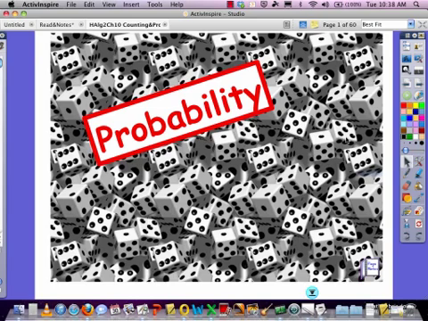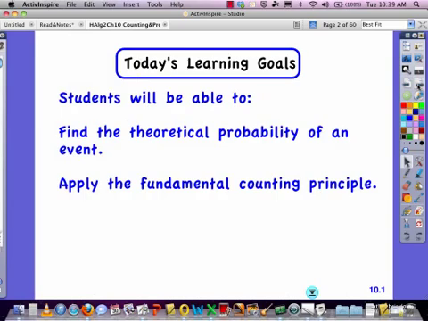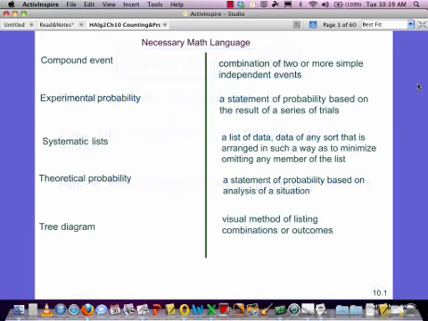All right, we're going to be talking about probability today, an introduction to probability at that. So let's start with our learning goals. We want to be able to find the theoretical probability of an event and apply the fundamental counting principle. So with that, I think we need to start with some vocabulary.